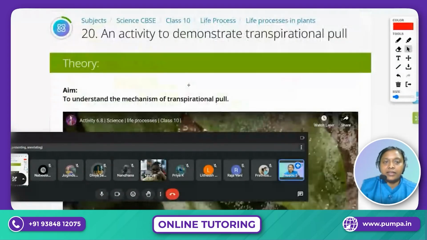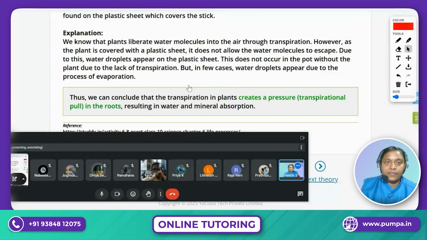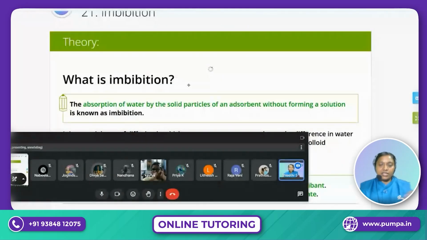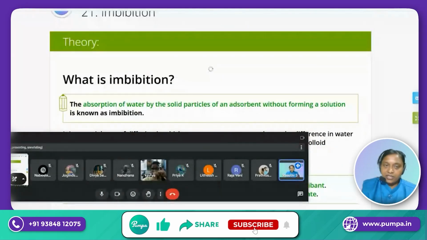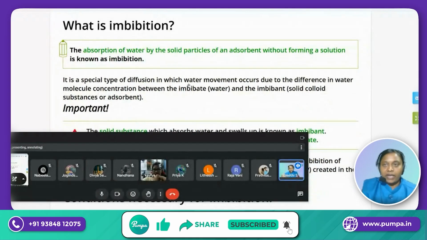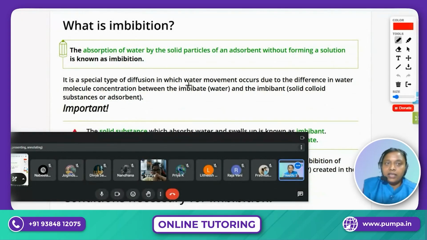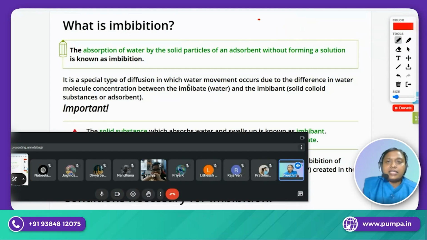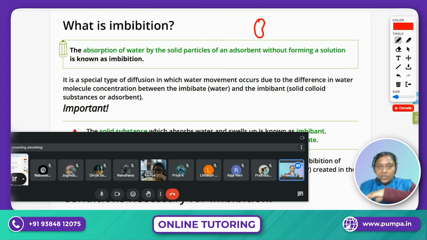Next to it is imbibition. We will see what imbibition is. It is very simple, children. There is a solid particle, and the solid particle will be absorbing the water. For example, there is a seed. When you soak the seed in the water, the seed will be absorbing it, right? The seed is a solid one, and it is absorbing water. That is imbibition.